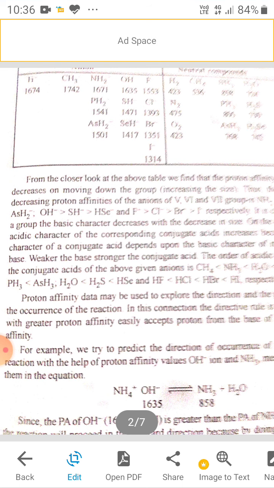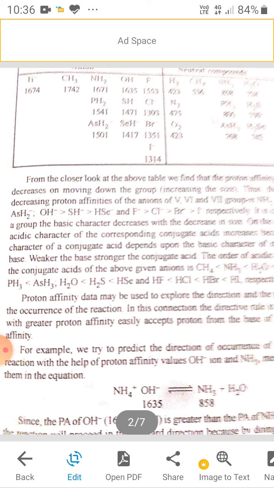Next is the table which shows the proton affinity of main anions and neutral molecules. Anions are hydride ion, nitrosyl anion, hydroxyl anion, fluoride, chloride, etc. And neutral compounds are hydrogen molecule, methane, ammonia, water molecule, hydrogen fluoride, HCl, oxygen, etc.